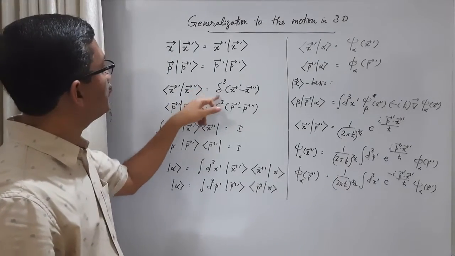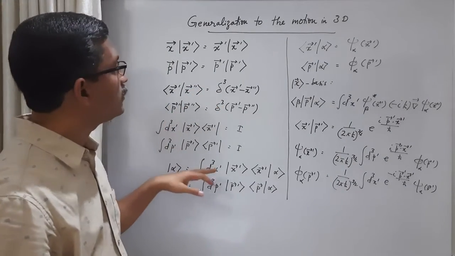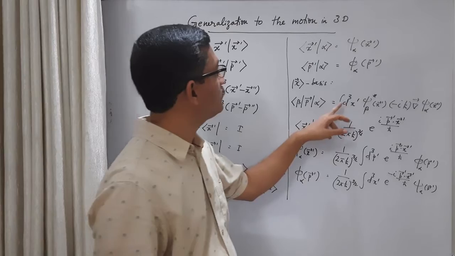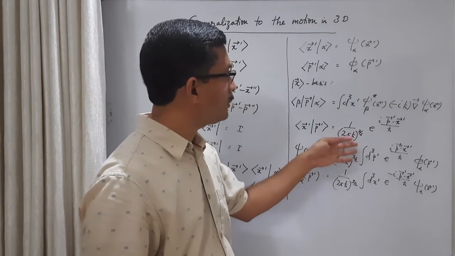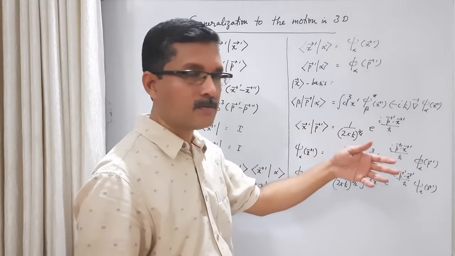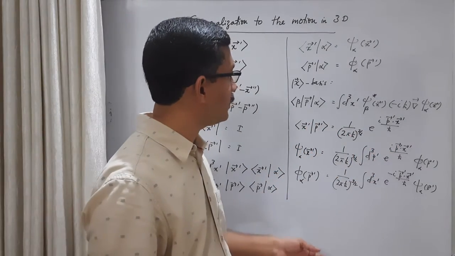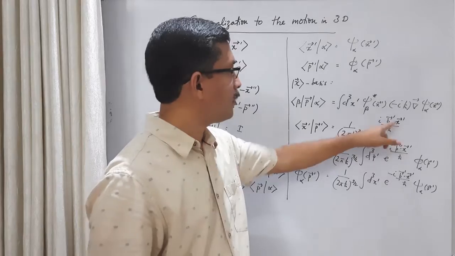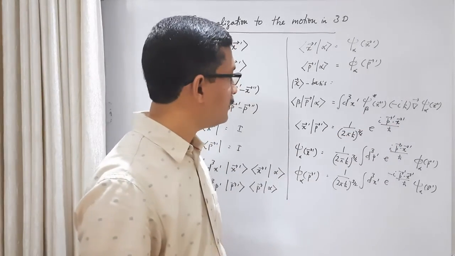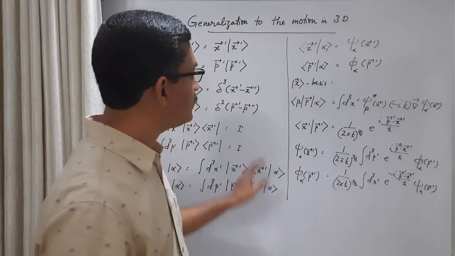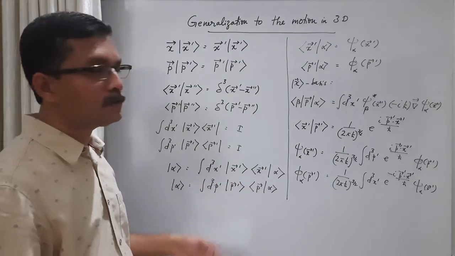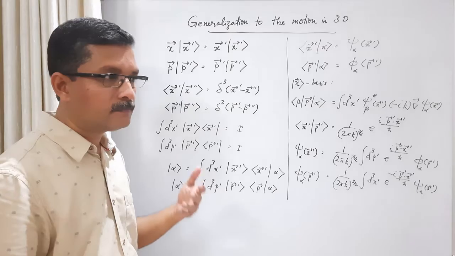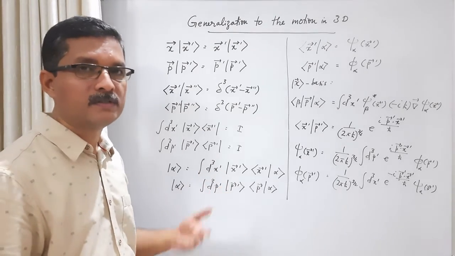So the Dirac delta function will become three-dimensional, and this factor 1 by root 2 pi h cross appears three times, so we get (1/2π h cross)^(3/2). There is a dot product here instead of just multiplication. So these are the cases of generalization where the physical space of motion is three-dimensional.